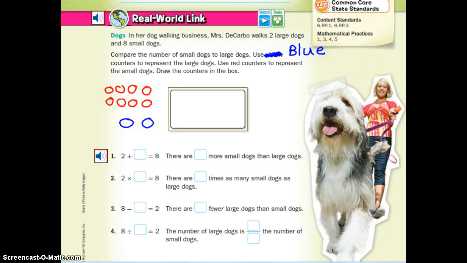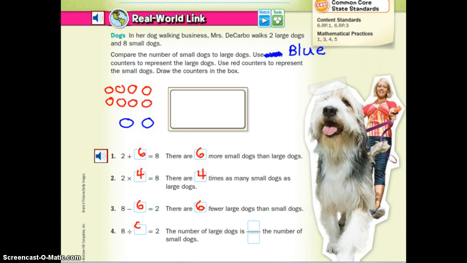There are blank more small dogs than large dogs. 2 plus 6 equals 8, so there are 6 more small dogs than large dogs. 2 times 4 equals 8. There are blank times as many small dogs as large dogs. There are 4 times as many small dogs as large dogs. 8 minus 6 equals 2. There are 6 fewer large dogs than small dogs.